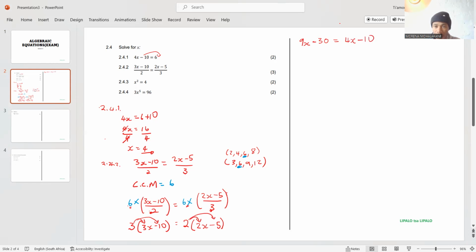Then I take the 4x this side. So it's going to be 9x minus 4x. Then it's negative 10. Then the 30 goes that side. It's going to be plus 30. So I have 5x equal to 20. For me to get just x, I need to divide by 5. So x is going to give me 4.